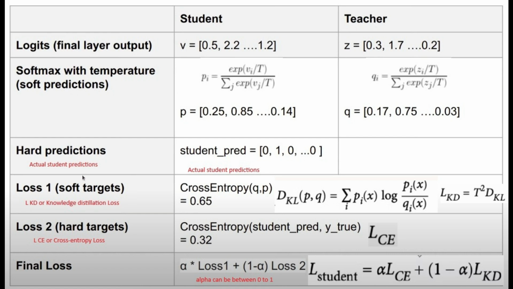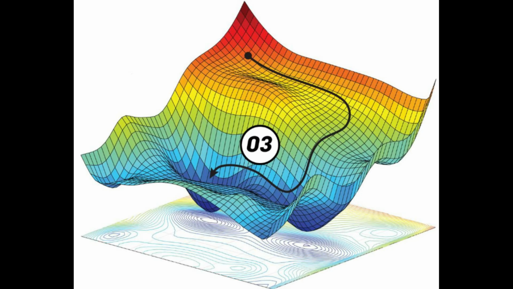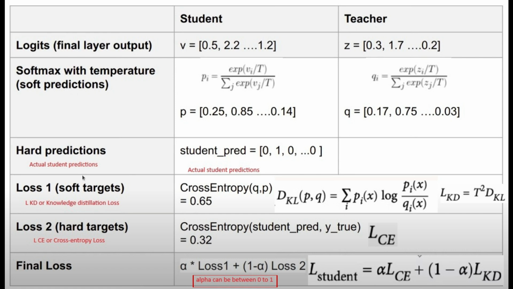6. Once we have both these values, L_CE, which is the direct prediction of the student, and L_KD, which is the difference between the teacher and student predictions, a final loss value is calculated using the formula alpha multiplied by L_KD plus (1 minus alpha) multiplied by the L_CE loss. This final loss value is then used by the student in its backpropagation to update its weights and biases. Note, the value of alpha can range between 0 and 1.